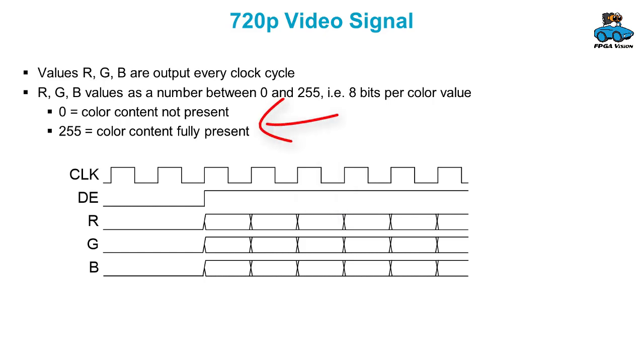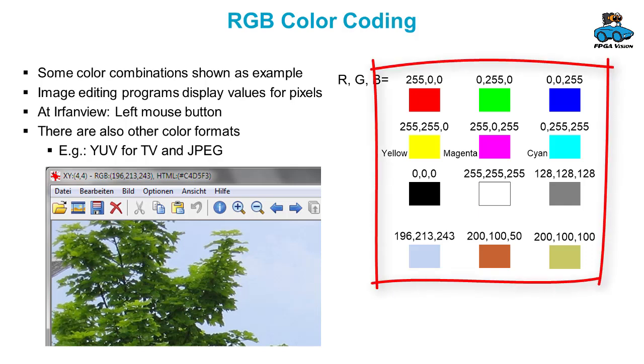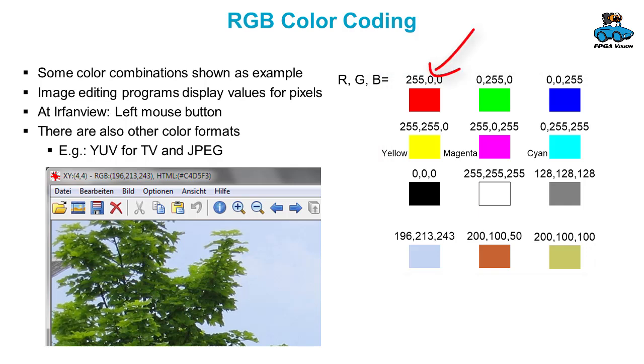And the value for red, green, blue indicates if this color content is present, partially present, or not present. So you get different colors by having the different color components with a certain intensity. Let's have a look how that works. So we have a color coding RGB, and here on the right side you see some color combinations. So red, green, blue, if you only have the red component 255 and the others are 0, we get red. Same for green and blue, these are the primary colors. Then you can combine red and green to have yellow, red and blue to have magenta, or green and blue for cyan. Other combinations are also possible.